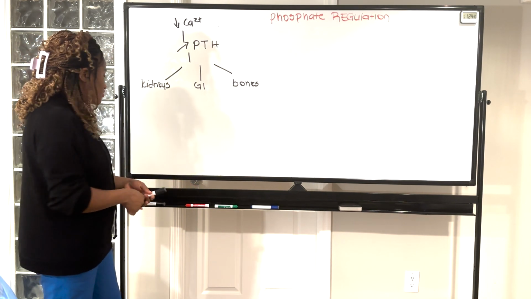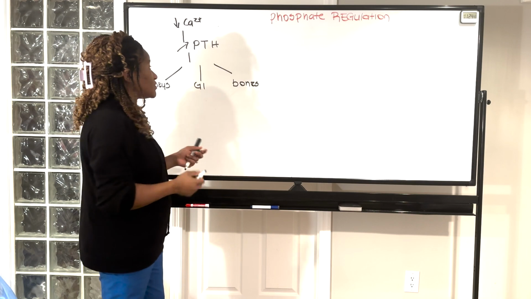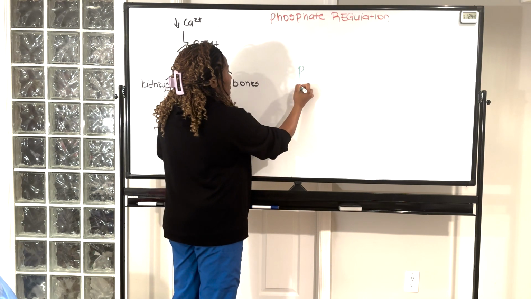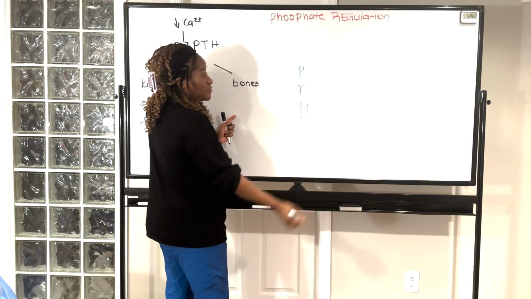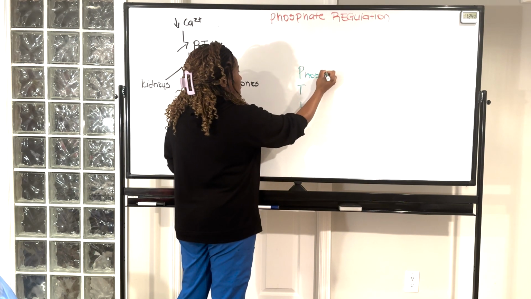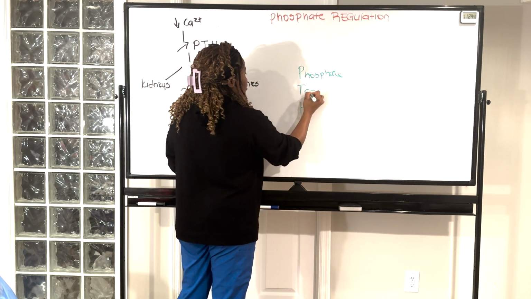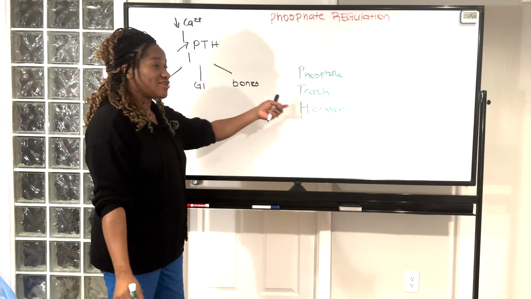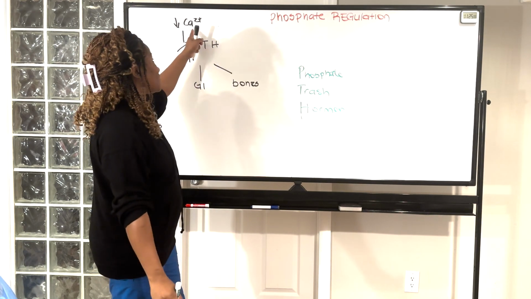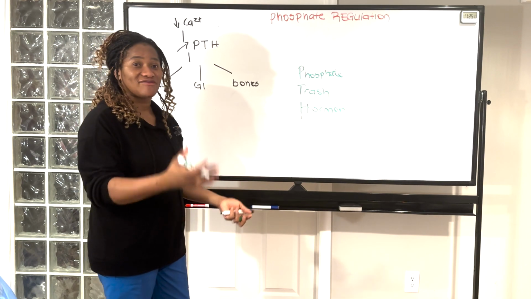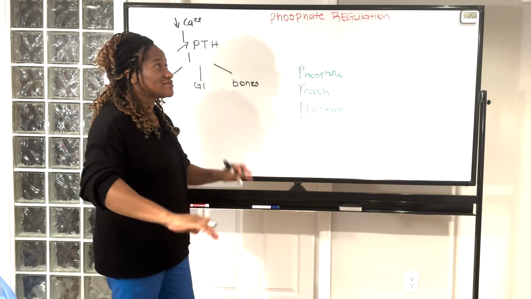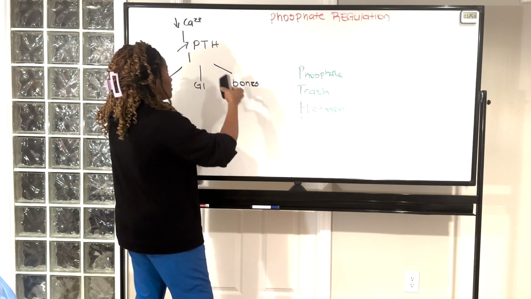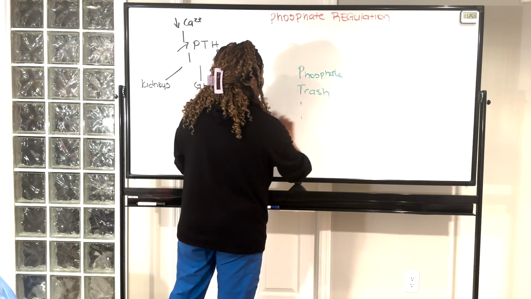excrete the level of phosphate. So the mnemonic I have to remember the action of the parathyroid on the calcium and the phosphate is PTH for parathyroid, which is phosphate trash hormone. So I know if this is a phosphate trash hormone, it's going to help the reabsorption of calcium, because I know they work differently. If calcium is high, phosphate is low. If phosphate is high, calcium is low. So this is just a simple tip to remember how parathyroid works on each electrolyte.